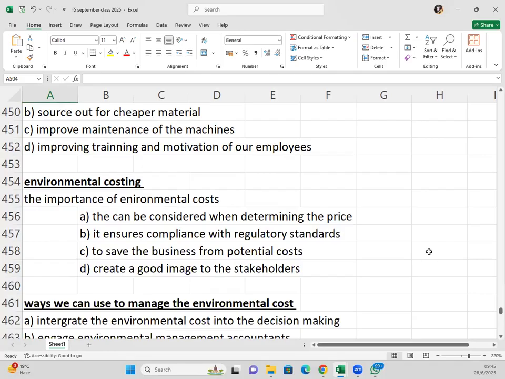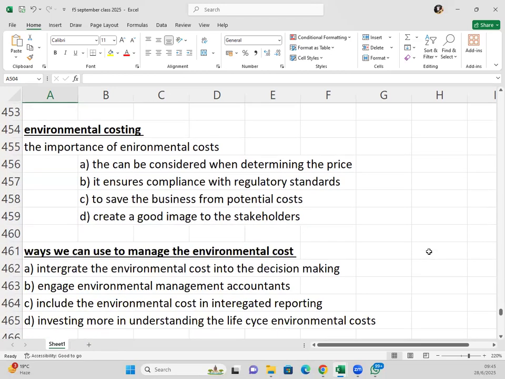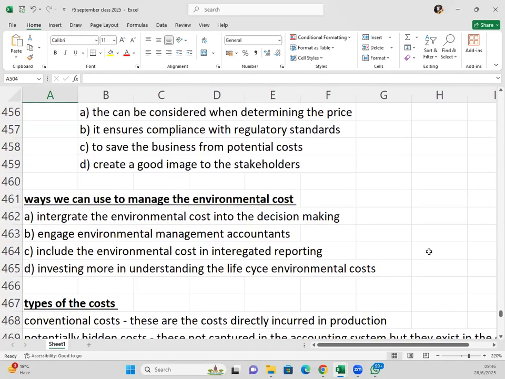Then also we talked about environmental costing. As an organization, our focus should not just be on the financial performance and maximizing profit. Let's also consider the impact on the environment. A good organization is one which does not negatively affect the environment where it is operating. Or if we do affect the environment in some way, we need to know the cost to the environment so that we can come up with ways to mitigate the costs. So we need to conduct environmental costing.